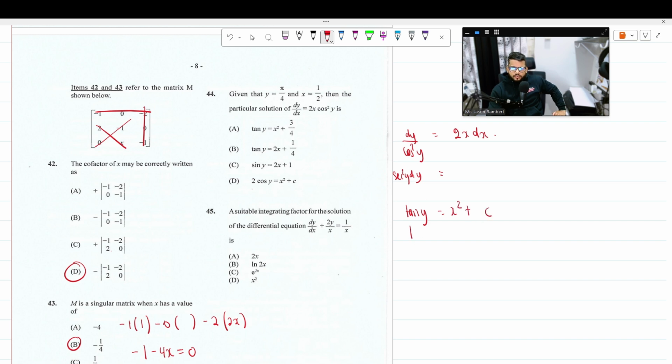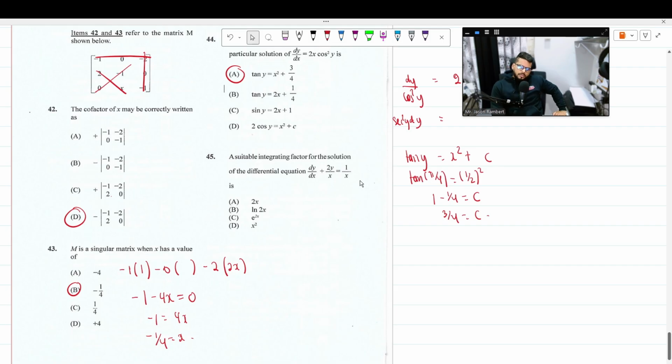Y is pi on 4. X is a half. Tan of pi on 4 is 1. Bring the half across. Get minus a quarter is equal to c. I get 3/4 is equal to c. Tan y is x squared plus 3/4. The answer is A.